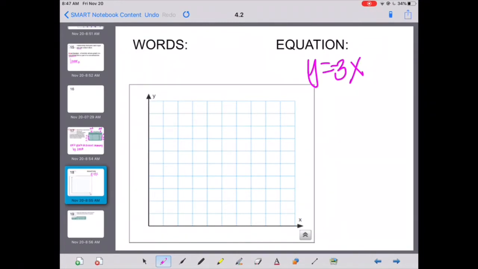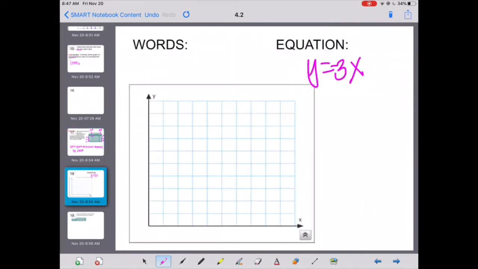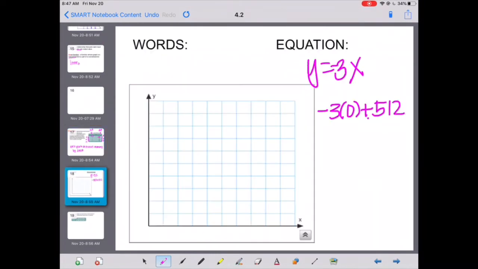Equation: if I know that it's changing by -3 every time, then we know that for sure we have y equals -3x, but we need to figure out what else we need. So if I take my first x and I plug it in, how am I going to get to 512? So if I put -3 times 0, what do I need to get to 512? Looks like I would have to add 512. And actually the best part about this is when you have a 0, that usually is what you have to add.